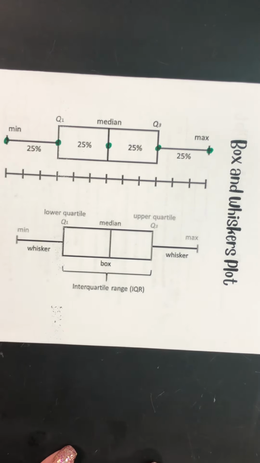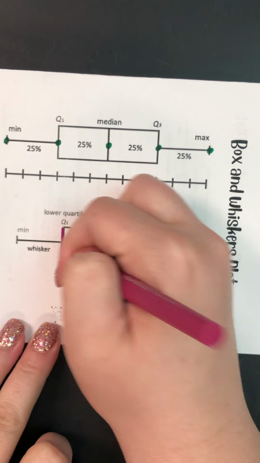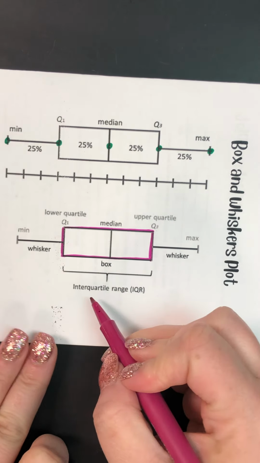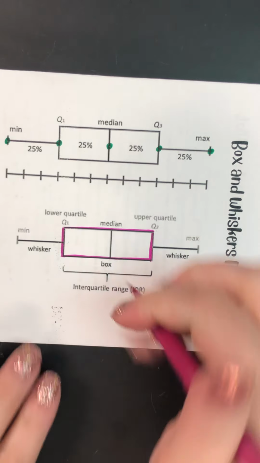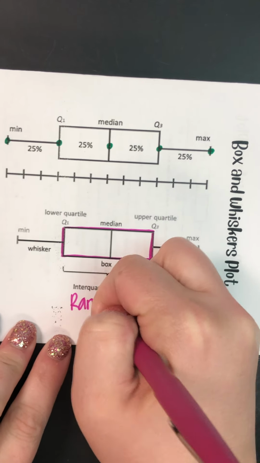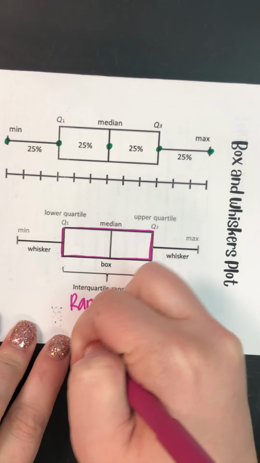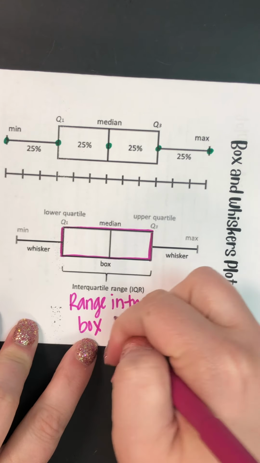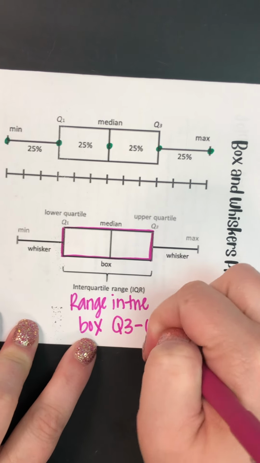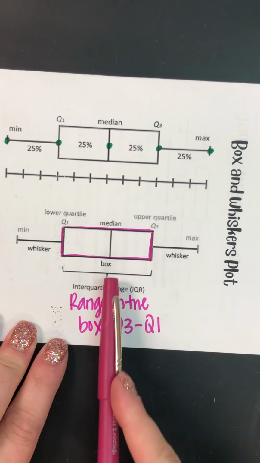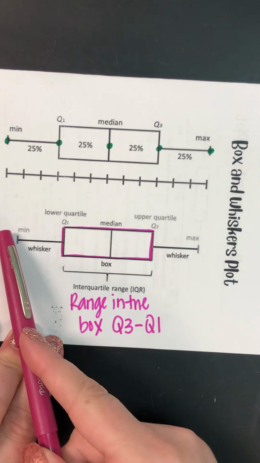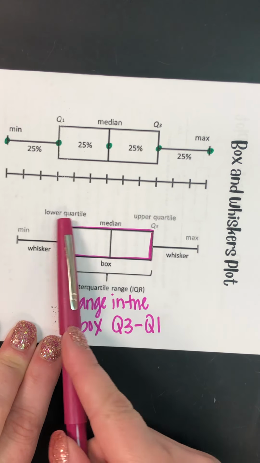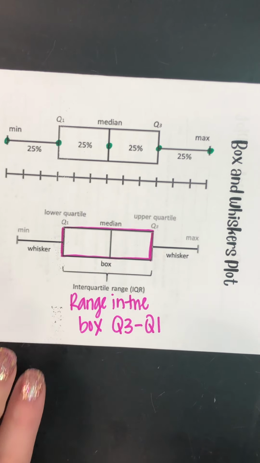The box in the middle is from your Q1 to your Q3, and it is called your interquartile range, or IQR. I refer to this as range in the box. To find it, you take your Q3 and subtract your Q1. It's just like finding a range where you take your biggest minus your smallest, but now the interquartile range is just your range inside the box.